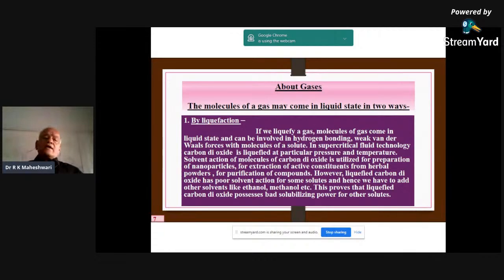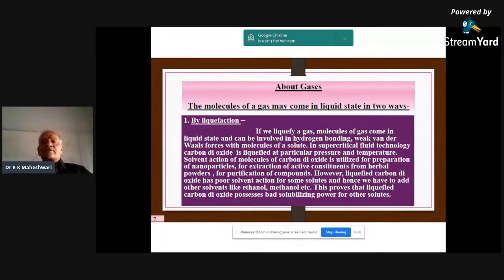Now, how can we say that gases have got solubilizing power? So I will explain this thing to you. The molecules of a gas may come in liquid state in two ways. You see, I told you that hydrogen bonding and weak van der Waals forces, when can they be applied? They can be applied only when the molecules are in liquid state.